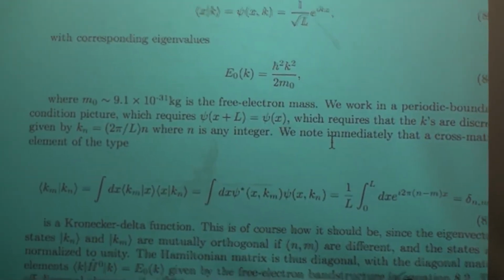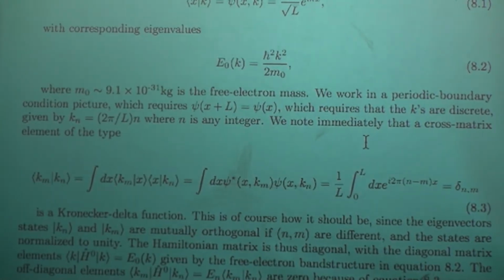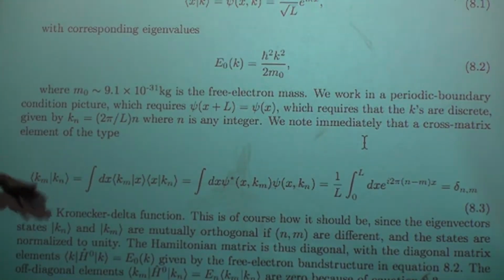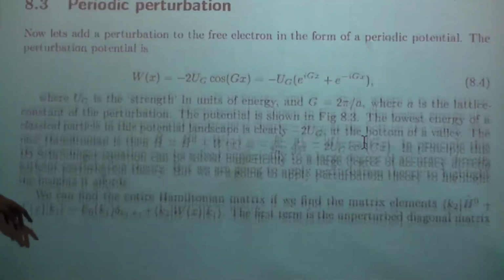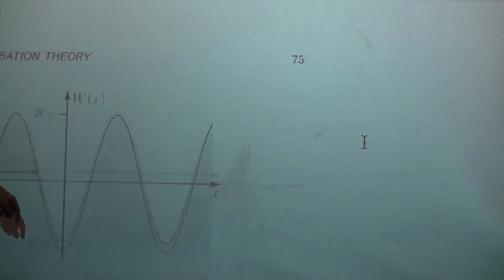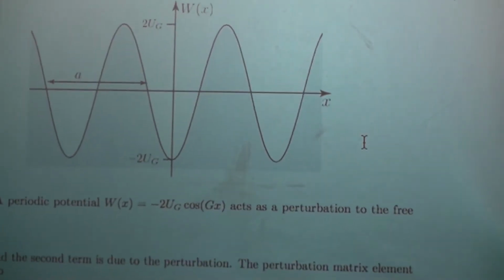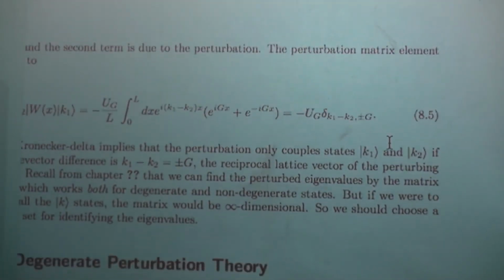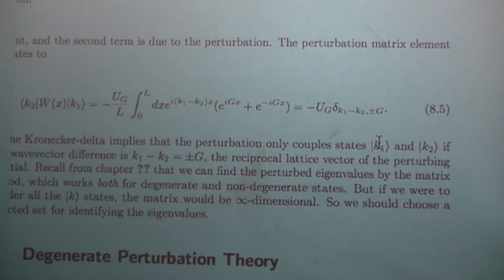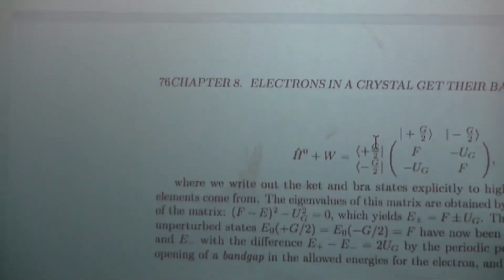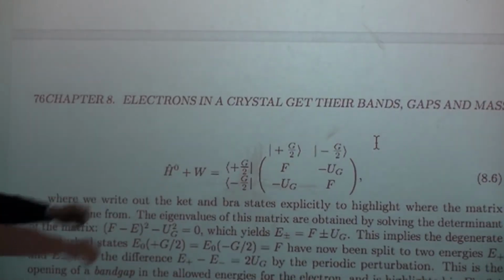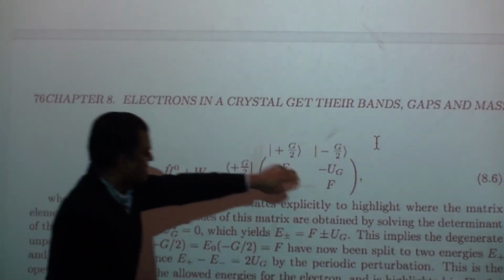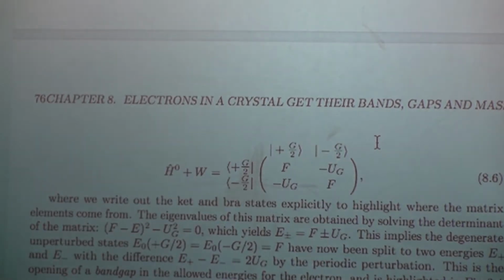Okay, so I will again, as I mentioned, post this. I've written this up, so read up later. And we add the periodic perturbation. Here's our nice periodic potential. Okay, and then we find our matrix elements, and then we did that, diagonal elements and off-diagonal elements and perturbation.